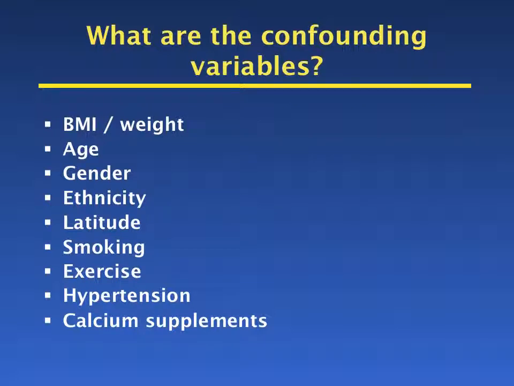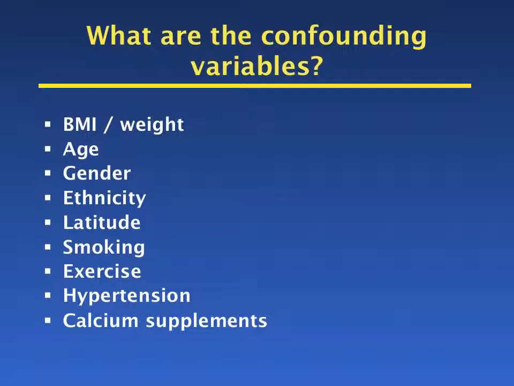For our analysis, we will need to account for many possible confounding variables, including BMI or weight, age, gender, ethnicity, latitude, smoking, exercise, hypertension, and calcium supplements. Another important reason to adjust for these factors is that any differences between the D-Action and NHANES study population in regards to these factors could have an influence on observed differences in diabetes incidence.